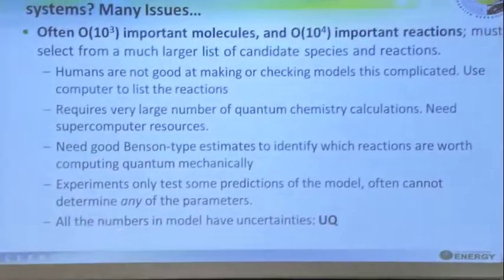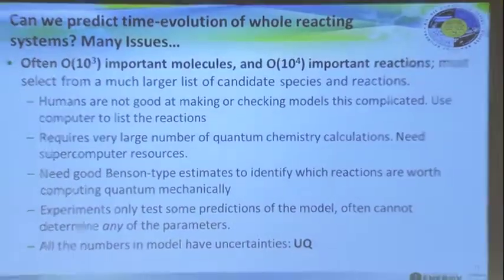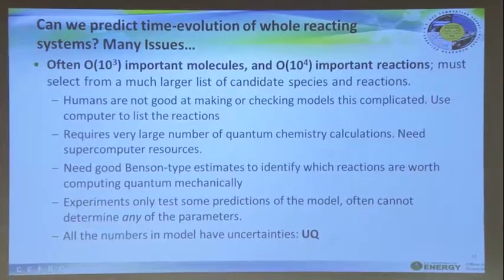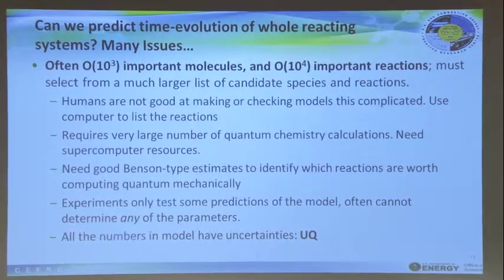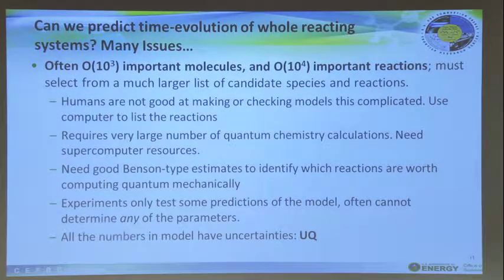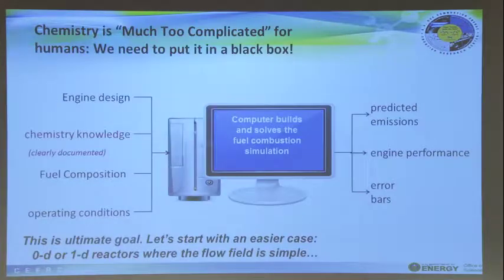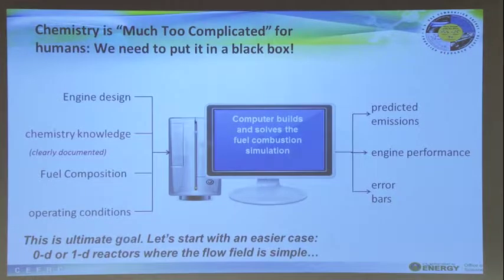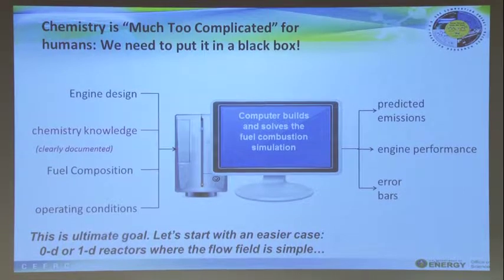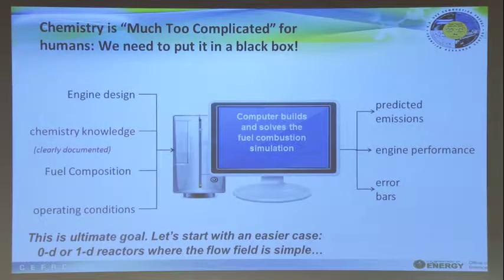And then you've got to keep in mind that all the numbers in models always have uncertainties. And actually, all the numbers in the data, in the experiments, also have uncertainties. You really have to keep track of error bars and do uncertainty quantification, propagation of error bars correctly, to say anything meaningful about it. All right. So as Dirac said, the chemistry is way too complicated. Just solving the equations is very complicated, and the number of possible reactions and species is very complicated. So we need a black box to do it for us.